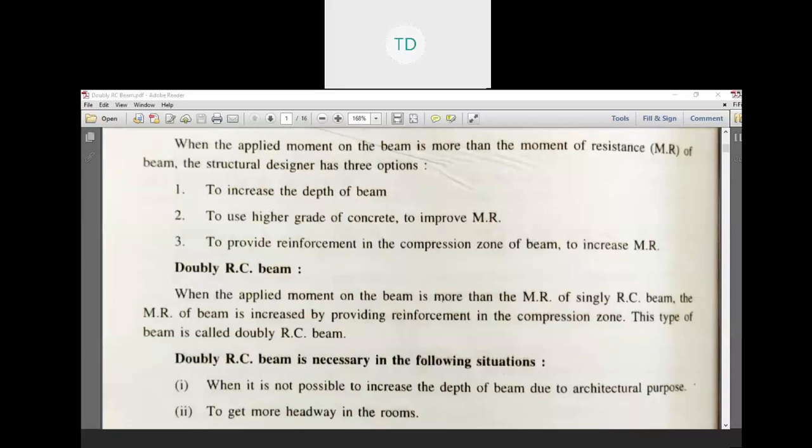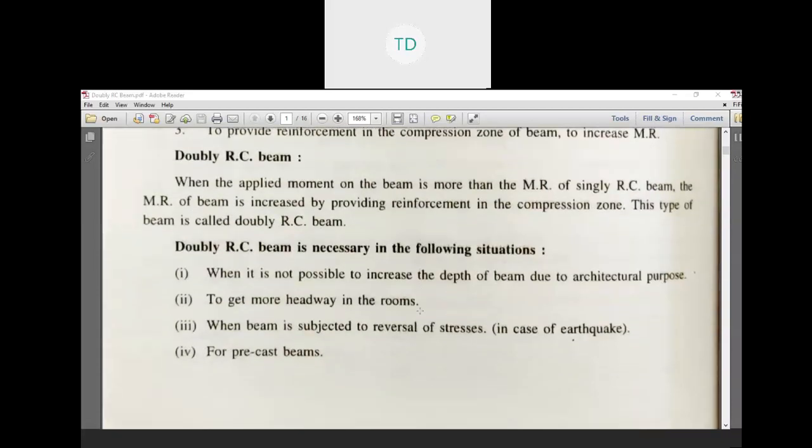Now, what is a doubly RC beam? When the applied moment on the beam is more than the moment of resistance of a singly RC beam, the moment of resistance of the beam is increased by providing reinforcement in the compression zone. This type of beam is called a doubly RC beam.